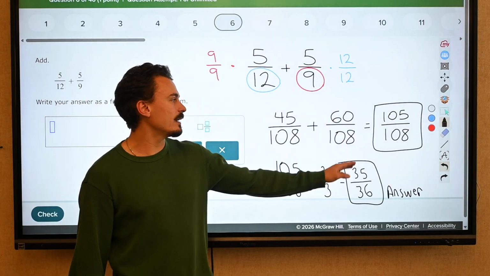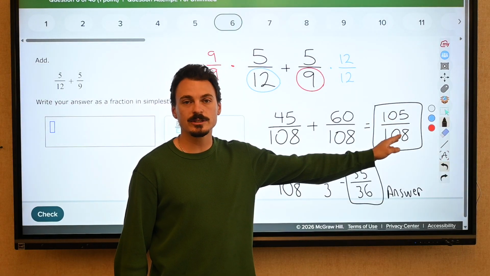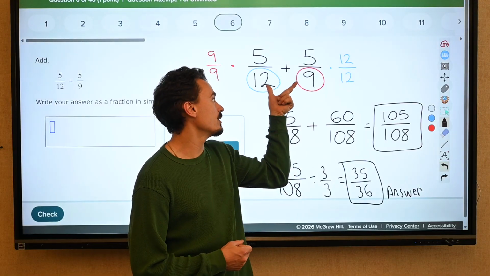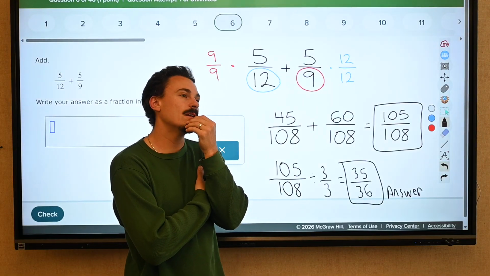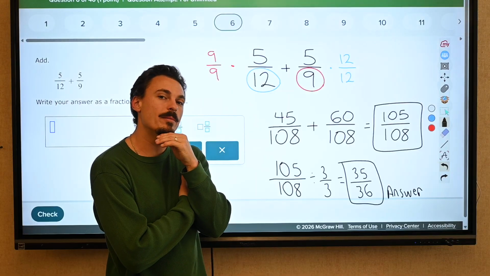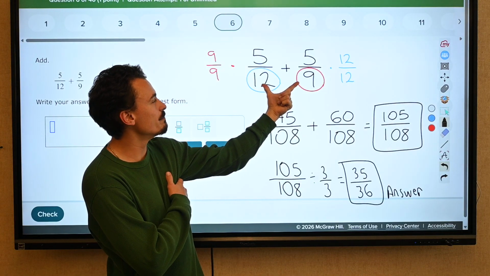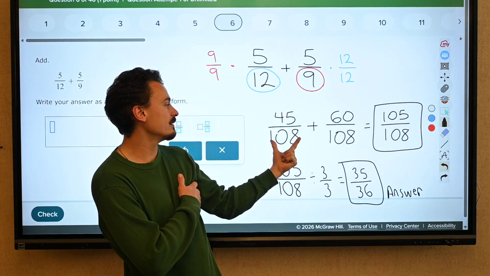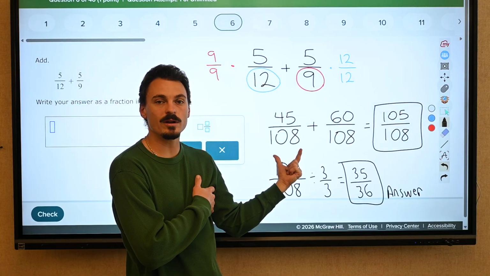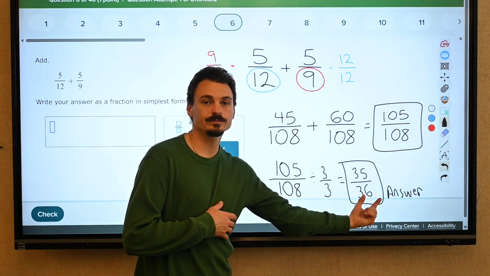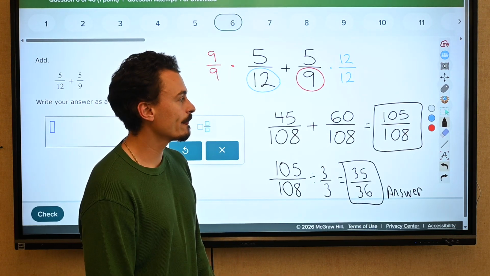If ever you get an answer when you're adding or subtracting fractions that you can simplify, it means you didn't find the greatest common factor between the two numbers. So, in other words, or the least common multiple, I apologize. Didn't find the least common multiple. So, there's a number that's better than 108 that you could have used for your common denominator. That number would be 36.